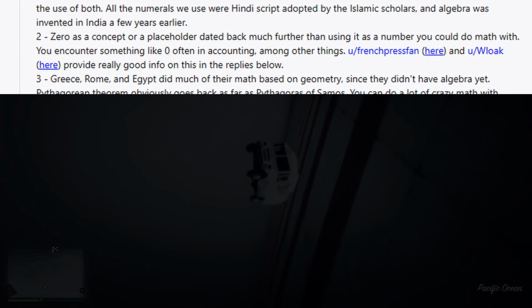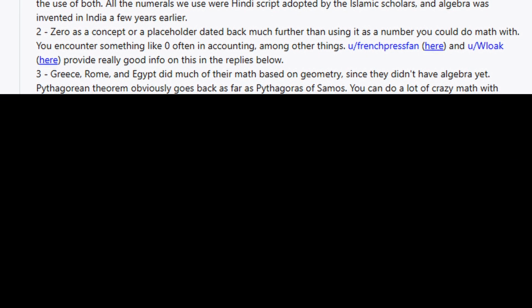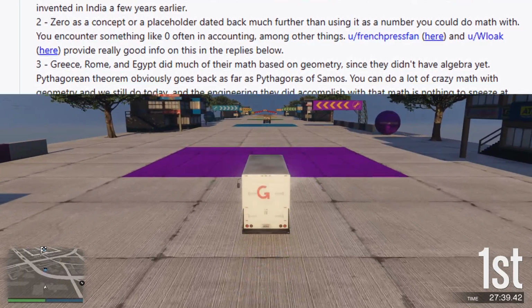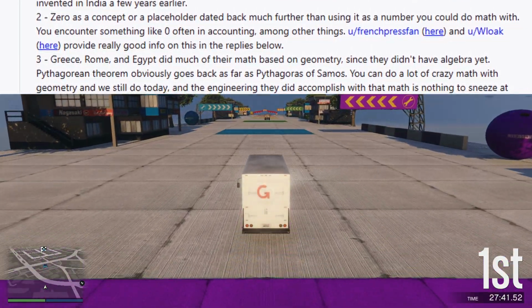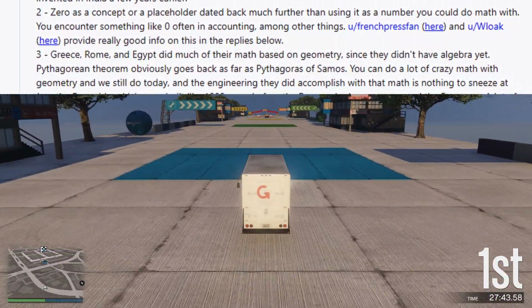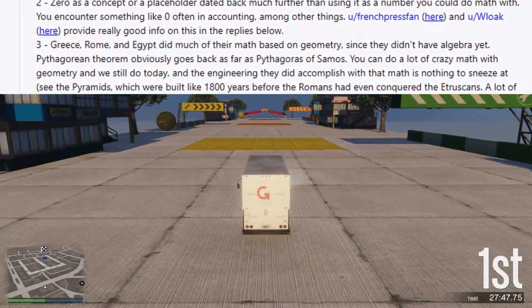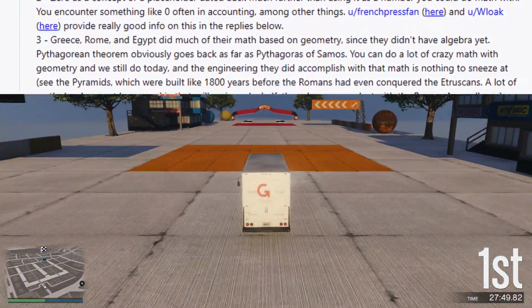Three. Greece, Rome, and Egypt did much of their math based on geometry, since they didn't have algebra yet. The Pythagorean theorem obviously goes back as far as Pythagoras of Samos. You can do a lot of crazy math with geometry, and we still do today, and the engineering they did accomplish with that math is nothing to sneeze at.